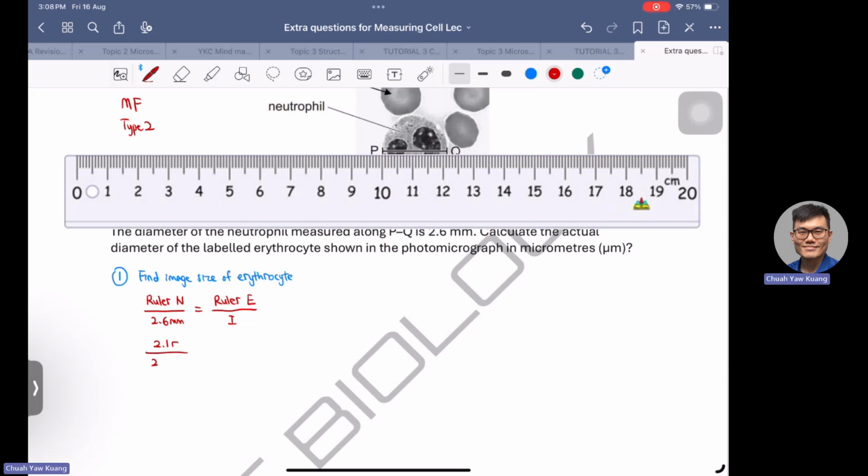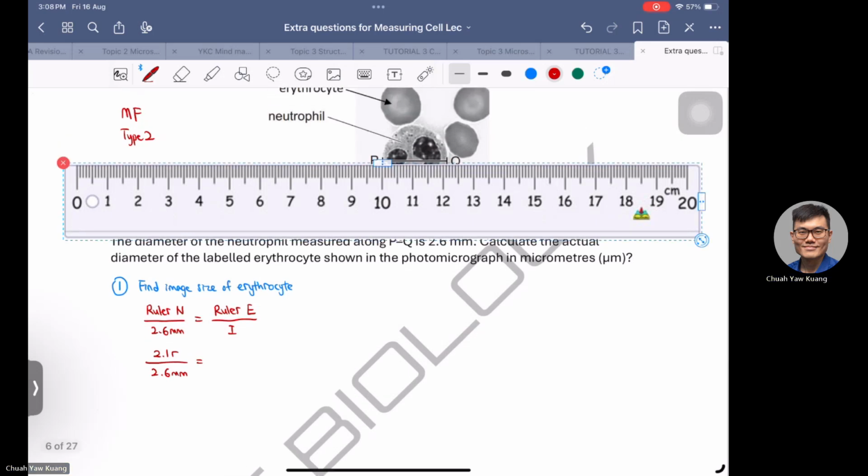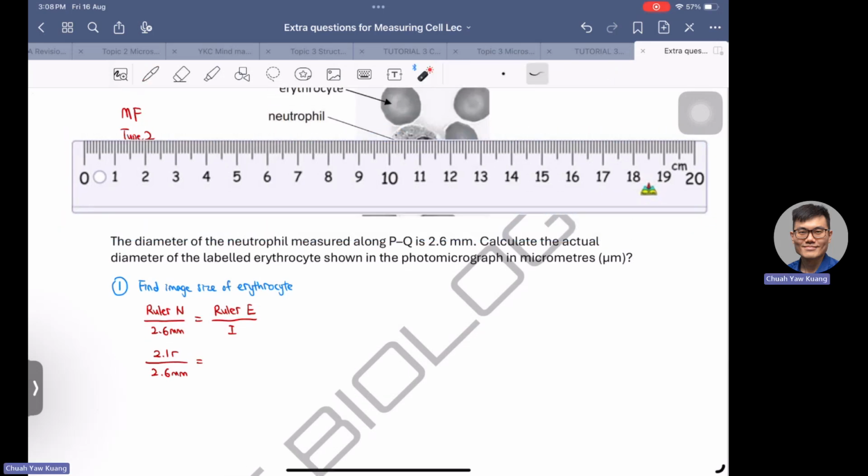Then divide by the measurement given, which is actually 2.6 mm. Yeah, that is the measurement given. So from here, you can see the measurement given is 2.6 mm. So that's why we will write that down here, 2.6 mm.